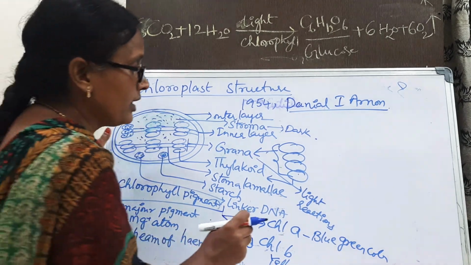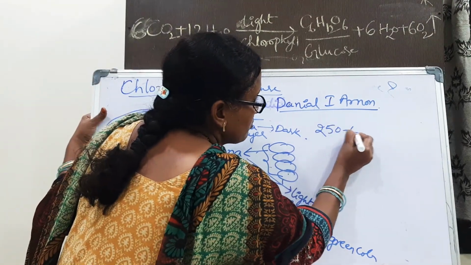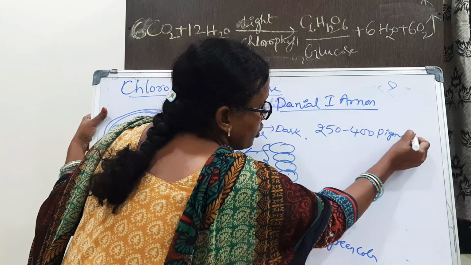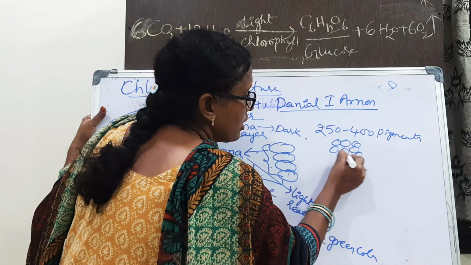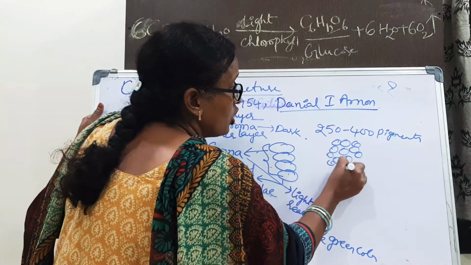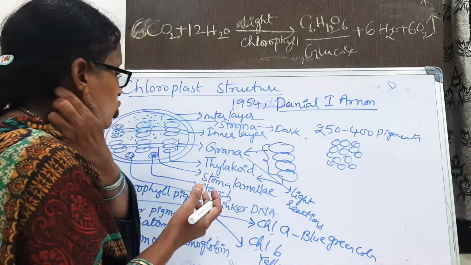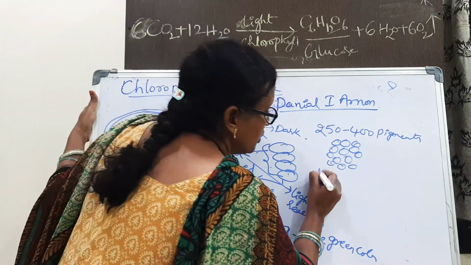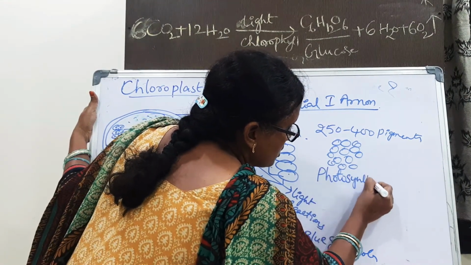Nearly 250 to 400 pigments are grouped together to harvest the light, to capture the light. That group of pigments is known as the photosynthetic unit.